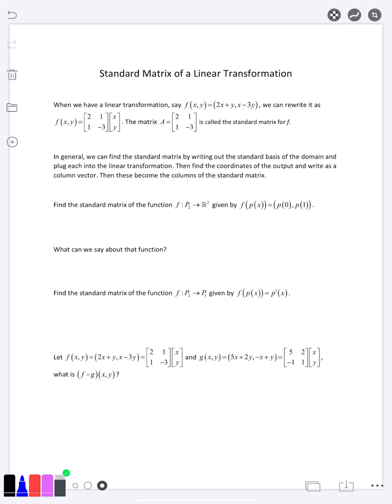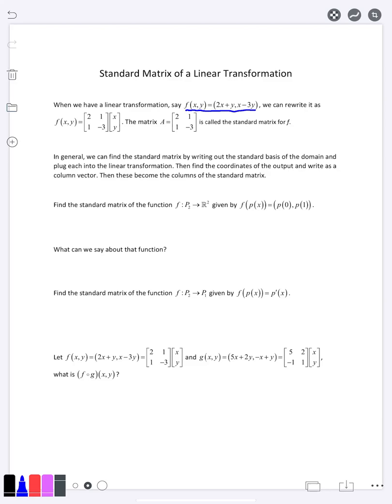Going to learn about something called the standard matrix of a linear transformation. So the idea here is that we can write out a linear transformation in this kind of function notation that you've dealt with in other classes here. This one's saying that you take an input point x, y, and your output point is going to be defined as 2x plus y and then x minus 3y. That gives you your two coordinates there.